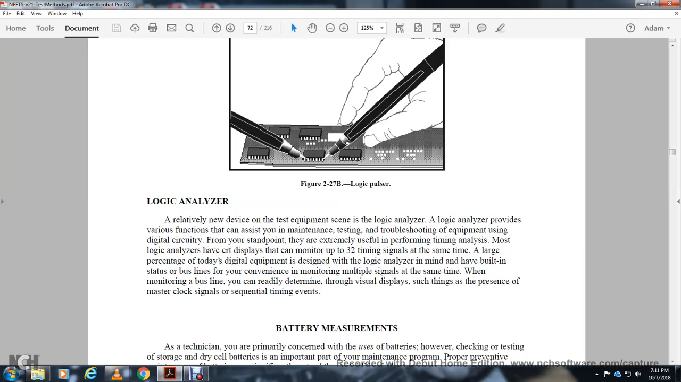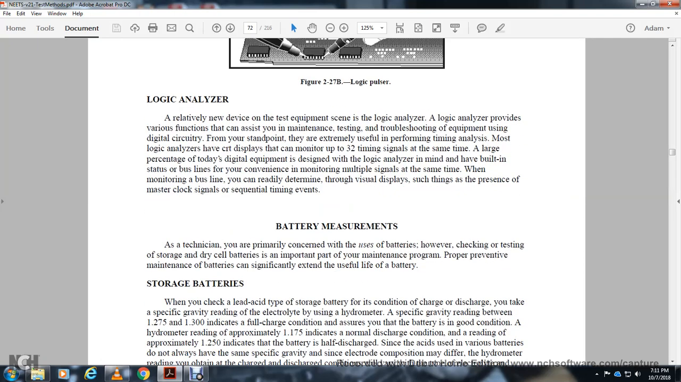They have been built with bus lines for convenient monitoring of multiple signals at the same time. When monitoring bus lines, you can readily determine the visual display starts within the presence of the master clock signal and sequence time in advance.